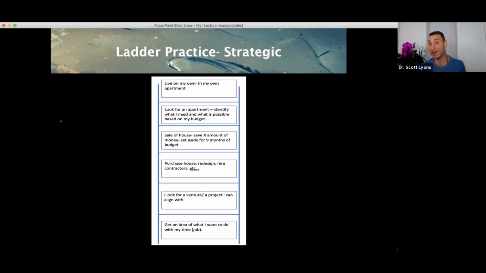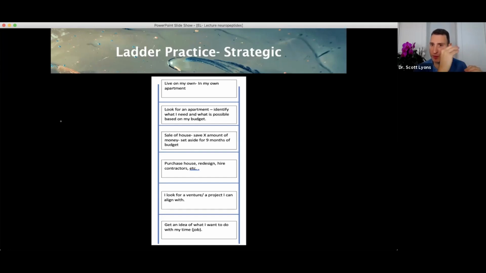Okay, then we identified something. Oh, I like the idea of flipping houses. I saw a TV show about it, and that excites me. Great, we're taking that excitation energy and looking at the next step, which is I look for a venture or project I can align with. So he eventually found a house that he is interested in working with and flipping.